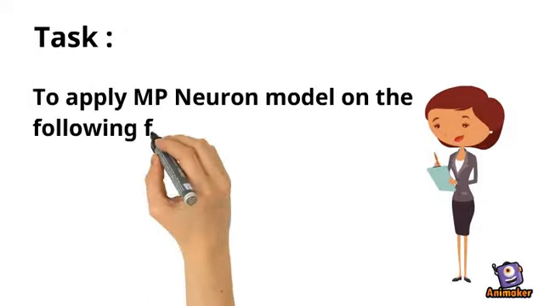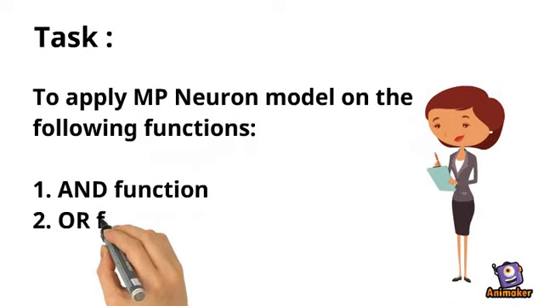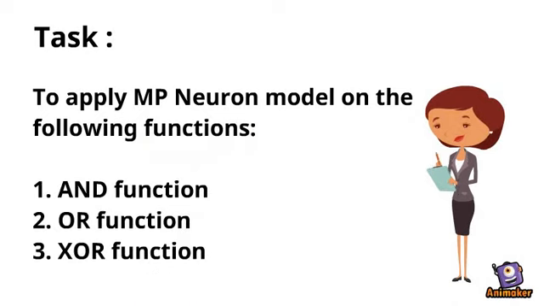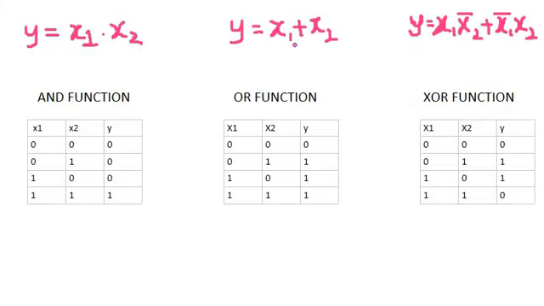Now here is a task for you. Apply MP Neuron model on the following functions: AND function, OR function and XOR function. This is the AND function, this is the OR function and this is the XOR function. Construct tables for these. X1 and X2 would be the input values here and Y would be the output value. Since the input data is binary, you need not convert anything here.